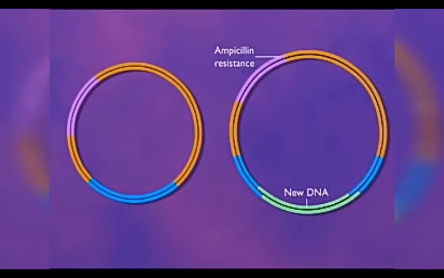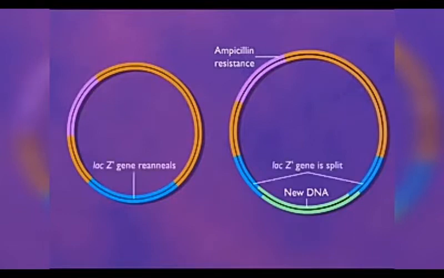To identify cells that contain plasmids that have incorporated foreign DNA, a second marker gene is needed on the vector. This second marker contains the restriction enzyme site within its nucleotide sequence. If foreign DNA is inserted, the second marker is inactivated. This is referred to as insertional inactivation.